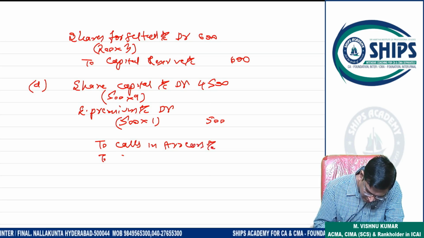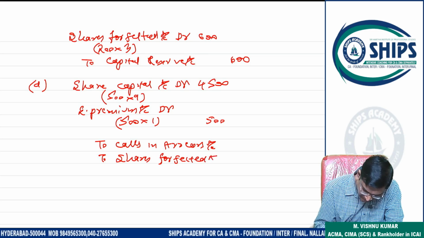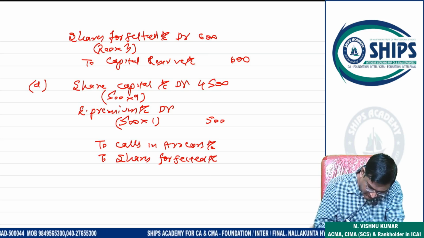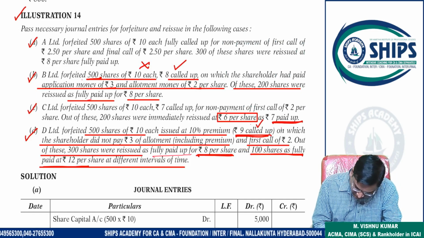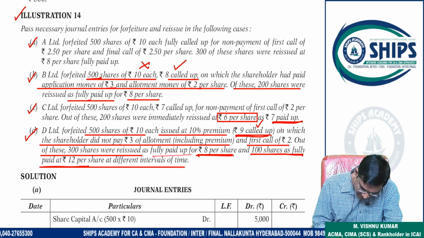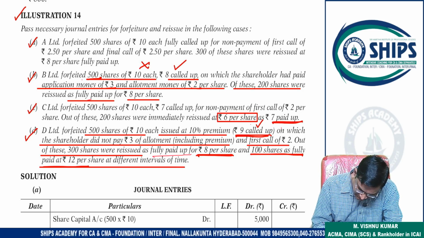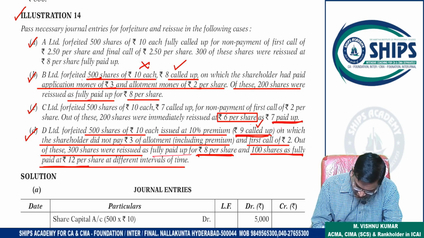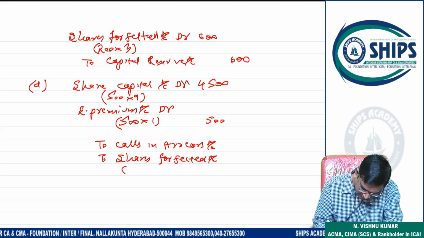All scenarios. Just forfeited. Okay. Now call scenarios. Just forfeited. So what is not paid? Allotment 3, first call 2, not paid. Final call is not made. 3 plus 2, 5 rupees is not paid. This we have to credit.